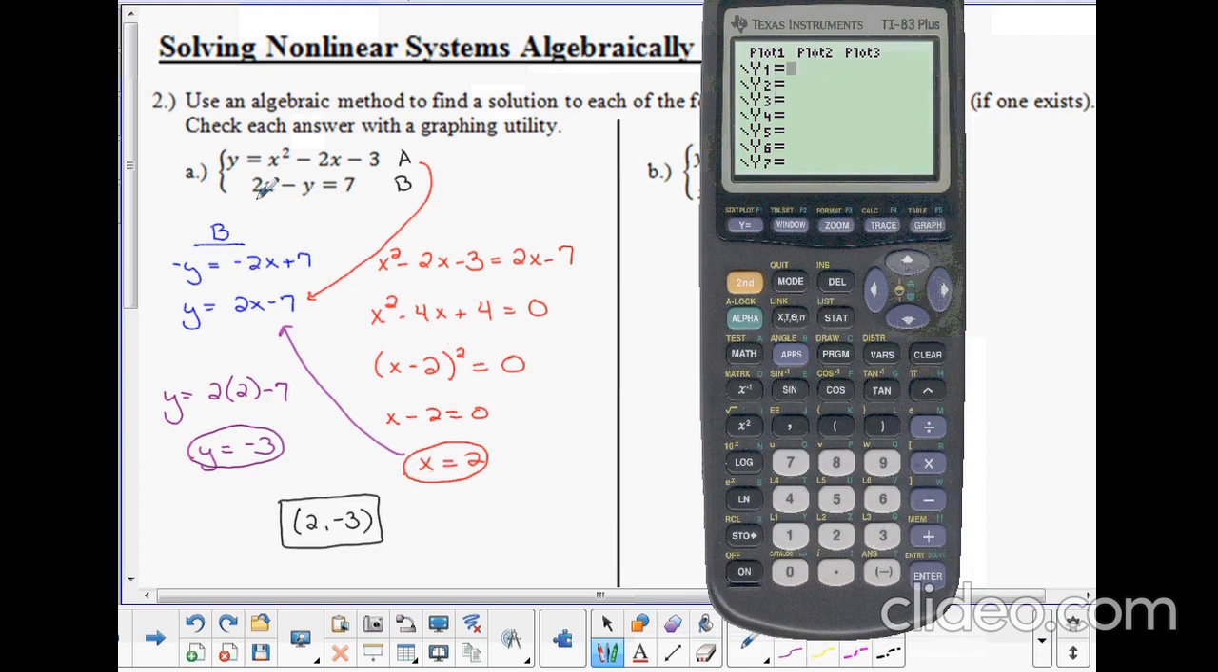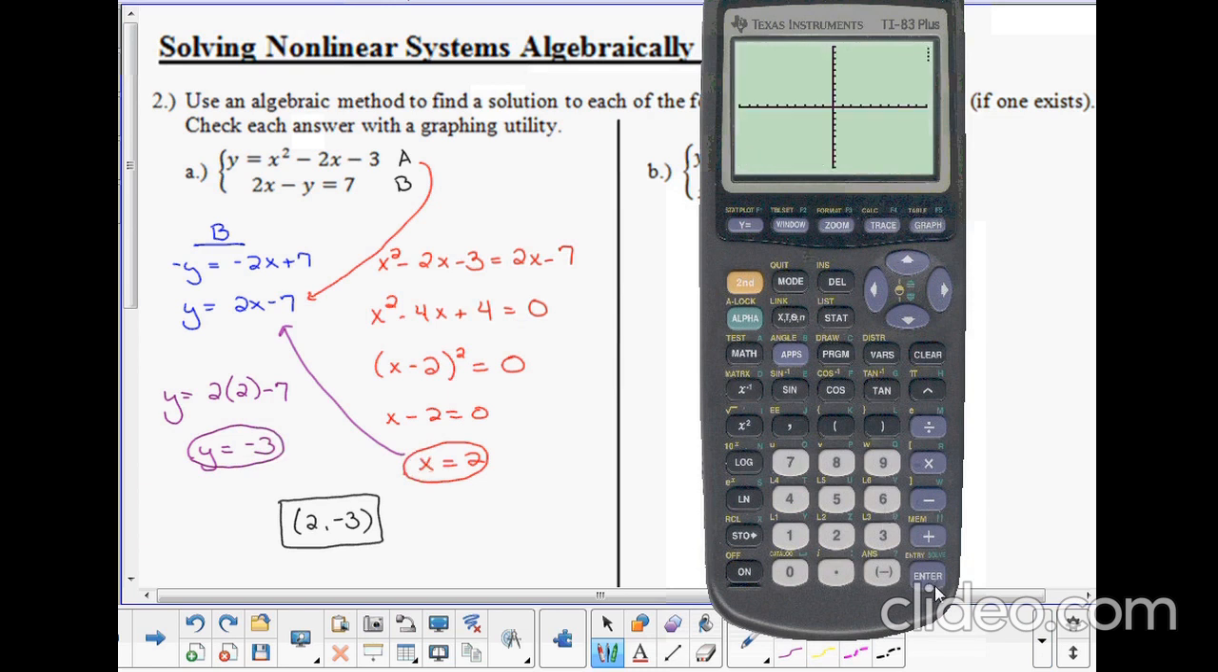So what I can do is then graph A to check this. A was x squared minus 2x minus 3. And I can graph the rewritten form of b, which is 2x minus 7. If I graph the two of those, I can see an intersection.